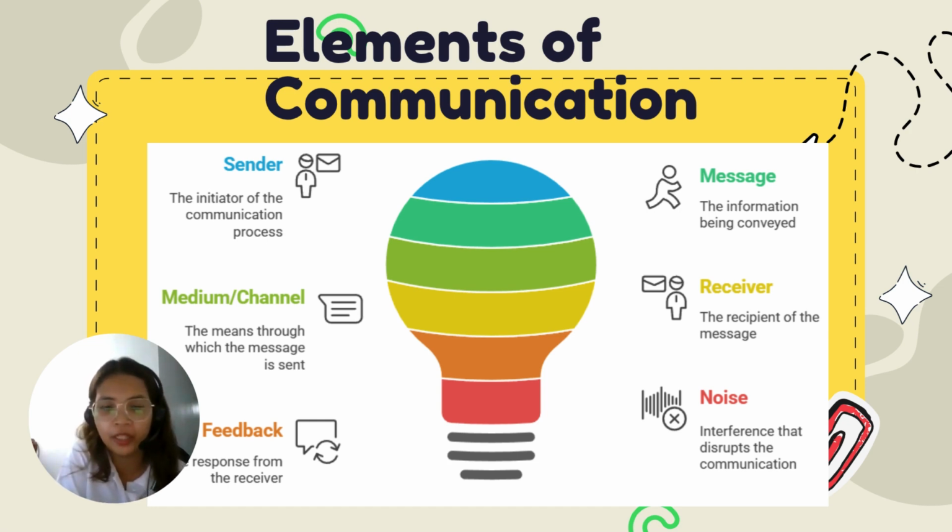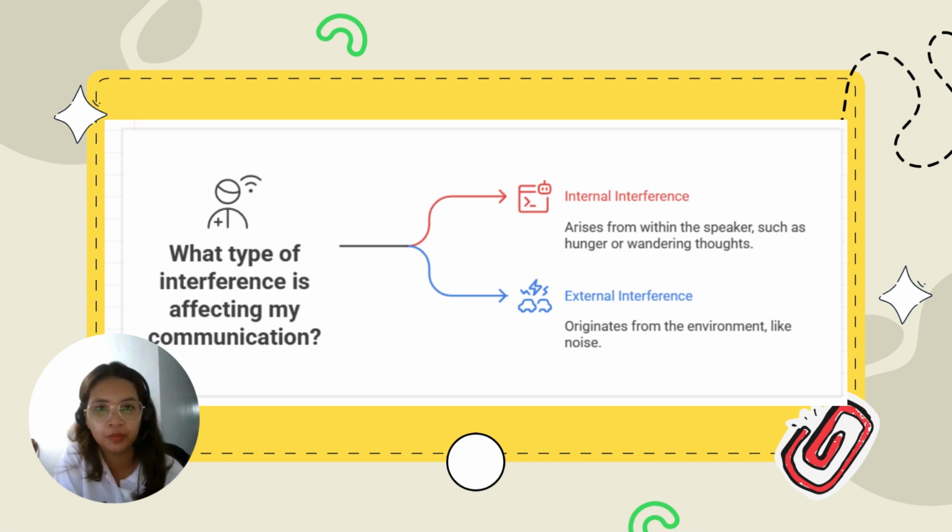Hi, so in elements of communication, again, we have the sender, message, medium or channel, receiver, feedback, and noise. So noise is the interference that disrupts the communication. So, what are the types of interference that affect our communication? We have two. The first one is internal interference and the second is external interference.